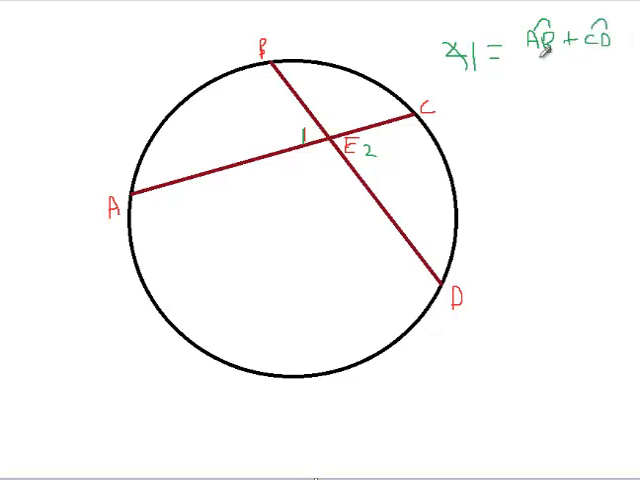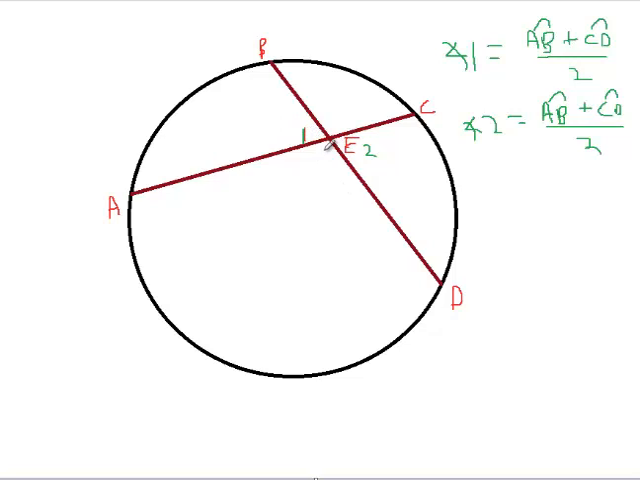CD over 2. Because the idea is both of these combined have to sweep out the arc, and these angles are the same. Same thing is true, of course, with angle 2. Angle 2 also has to equal the same thing. Arc AB plus arc CD over 2. Together, they have to sweep out the arc that's equal to their combined angles. And since the angles are equal, each one is equal to the average.